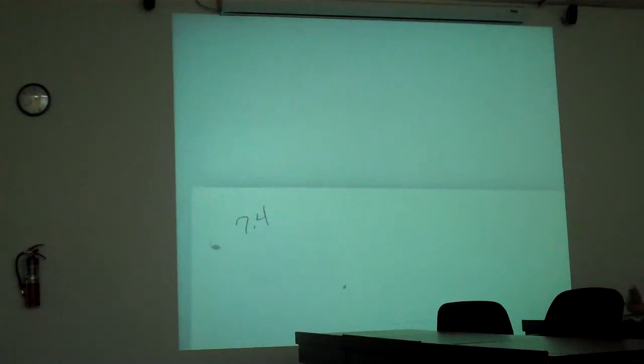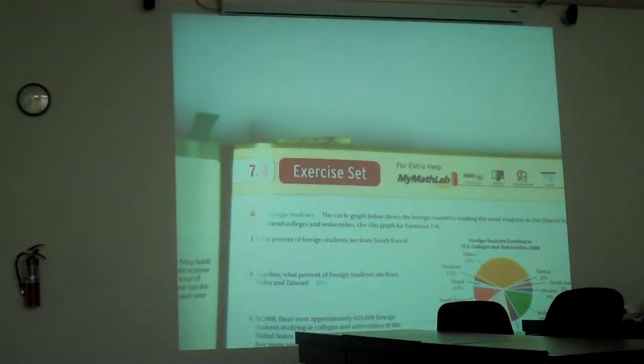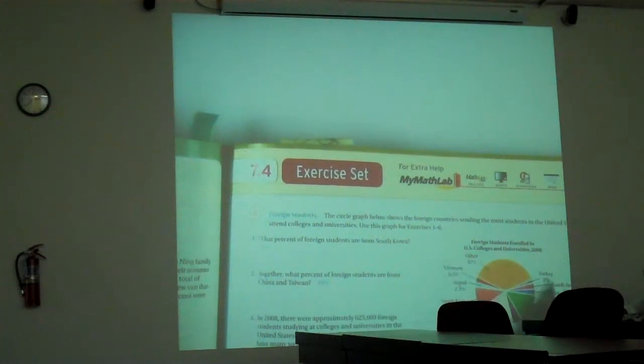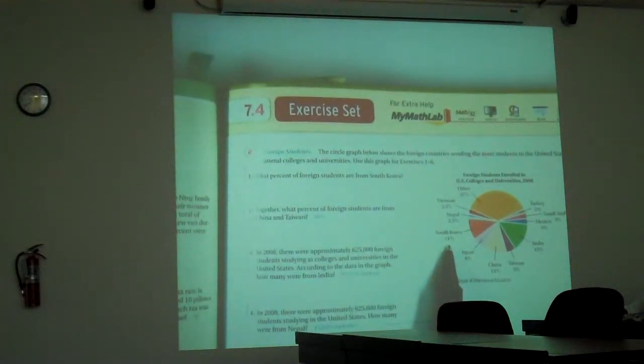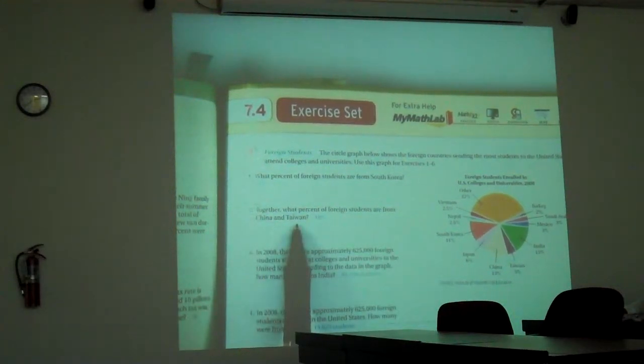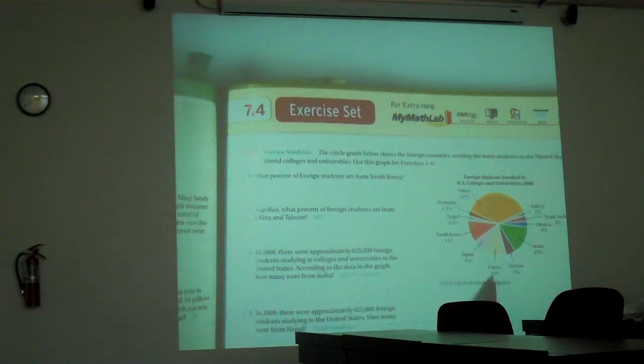You're just going to look at the circle graph that shows a picture of a circle graph and answer the questions. What percent of foreign students are from South Korea? So you just find South Korea and it says 11%. See how easy that is? Just read the graph. Together, what percentage of foreign students are from China and Taiwan? So you're going to add these two up. 13 plus 5. That's as easy as this. So 18%. Okay?